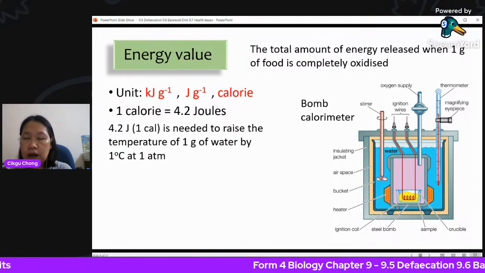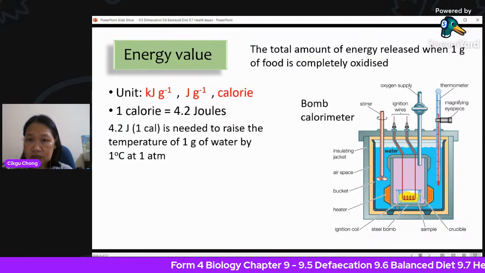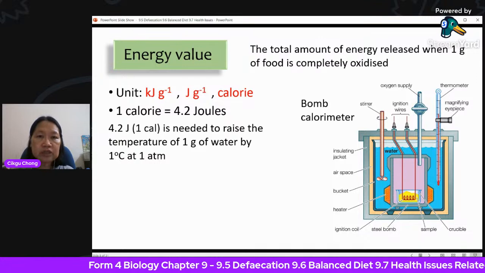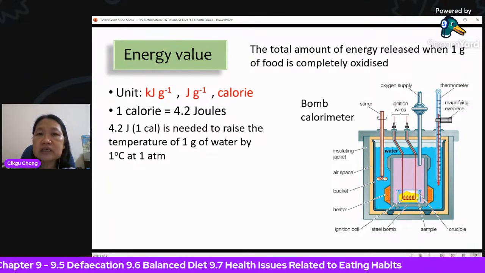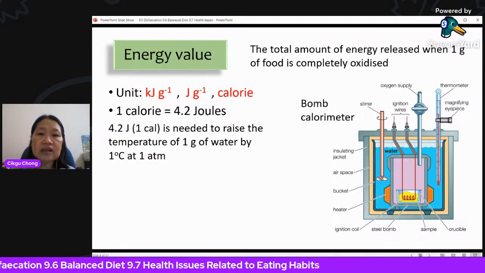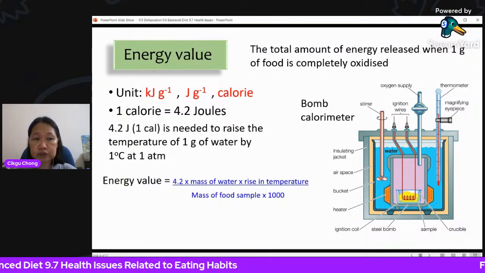You don't need to memorize the parts or the names here, but you need to know how to carry out the experiment in the lab using a simplified version of a calorimeter. I'll show you afterwards.